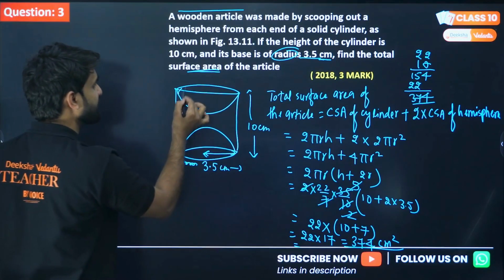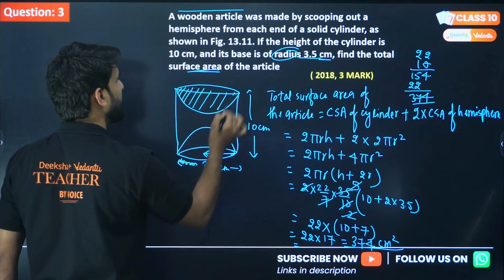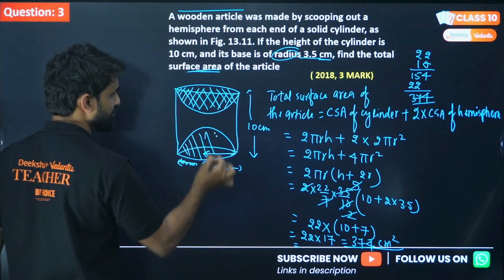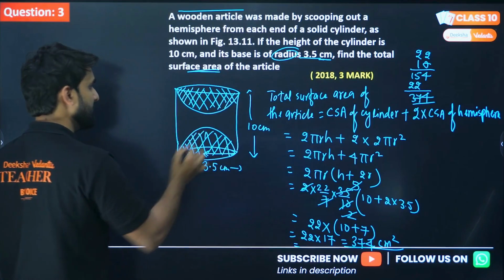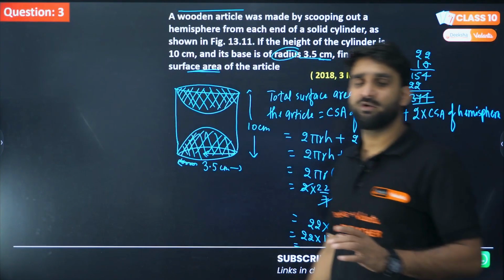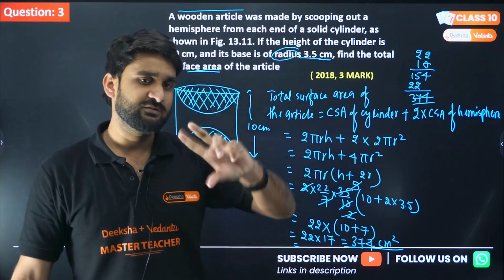Because we have scooped this portion here, right? And one scooped portion is here, the hemispherical end. So the total surface area will be the summation of the curved surface area of the cylinder plus the curved surface area of both the hemispheres.